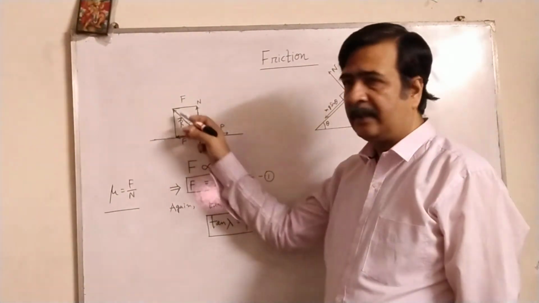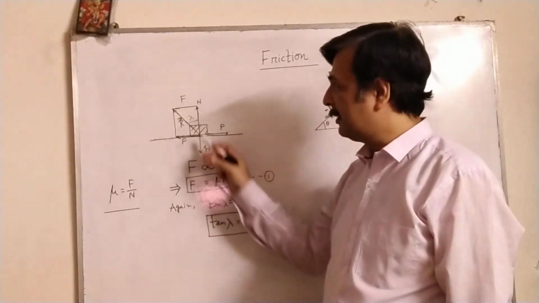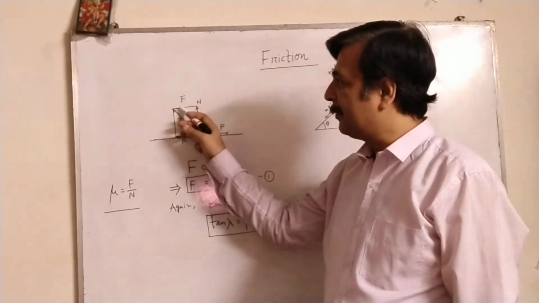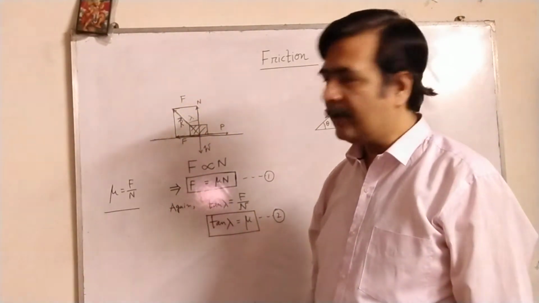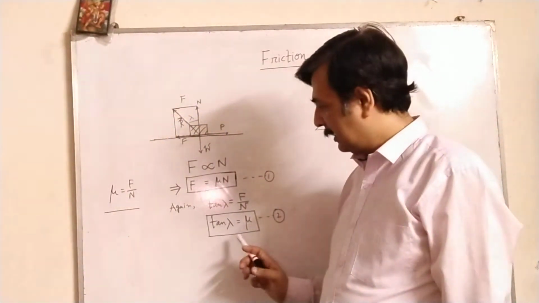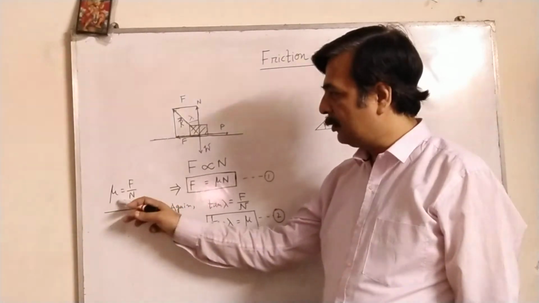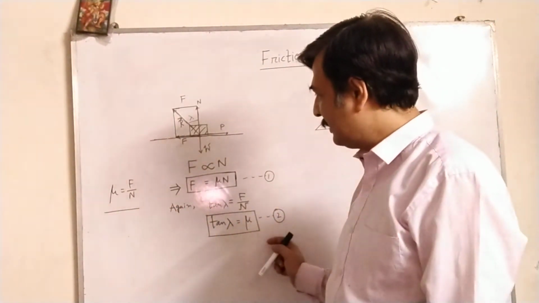From the trigonometry of the figure, perpendicular is F and base is N. So F by N is equal to tan lambda. Again, F by N is mu. So we can write tan lambda is equal to mu. So that is another important relation.